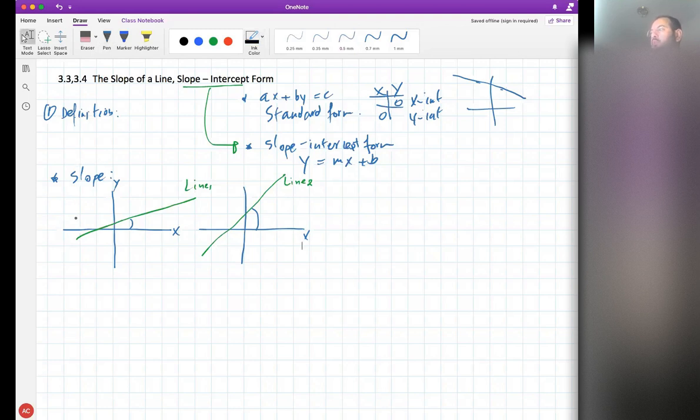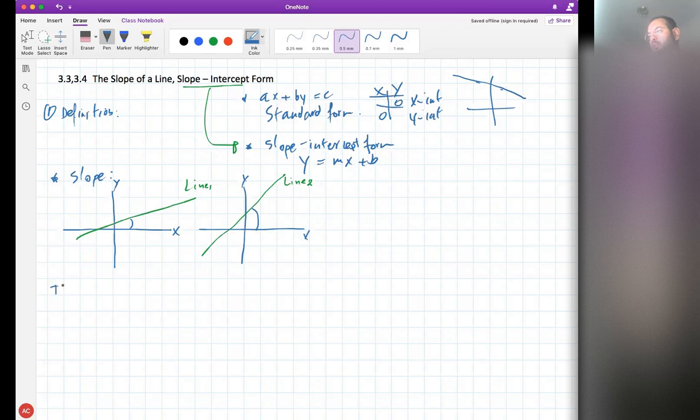So the slope is something you can measure. It's basically a measure of how steep the line is, how slanted the line is. So this line we can say is steeper because it goes higher, but it's closer to the y-axis. We say this line is steeper than that line. That's because they have different slopes. So the slope of this line is higher than the slope of that line. So it's something we can measure. We can find out mathematically, as we're going to see.